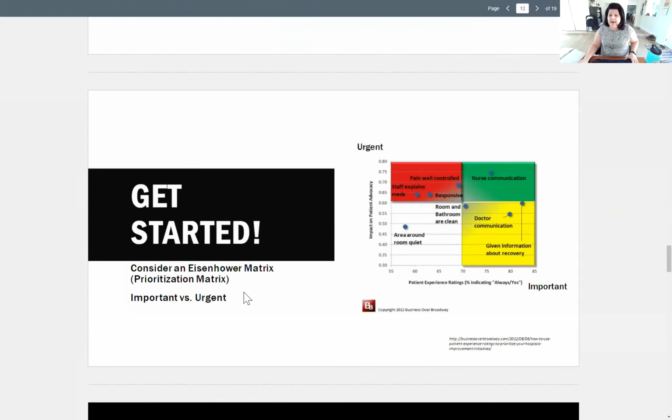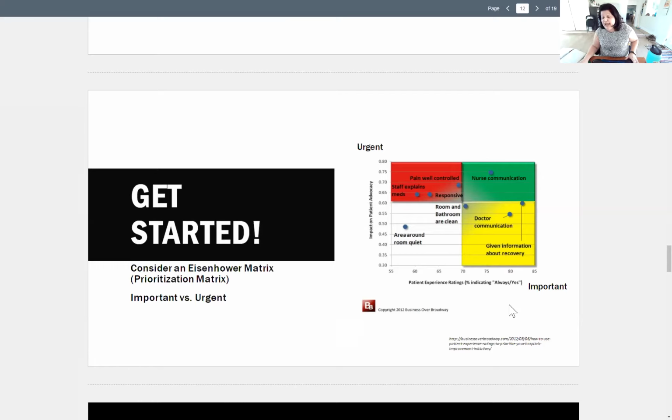The other thing to think about is, where do you start? That's where you can consider a prioritization matrix, or an Eisenhower matrix. You can think about things in terms of how everything is important and everything is urgent. If you've seen these before, the top right quadrant is what you do immediately if it's important and urgent.